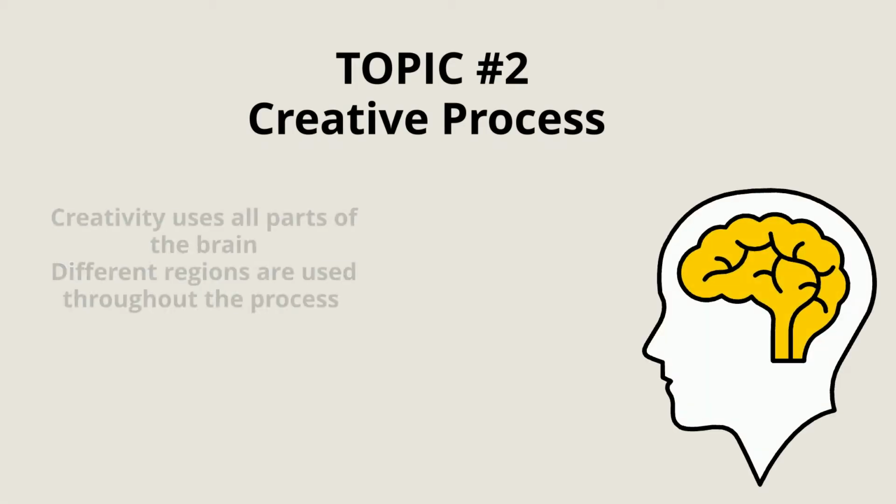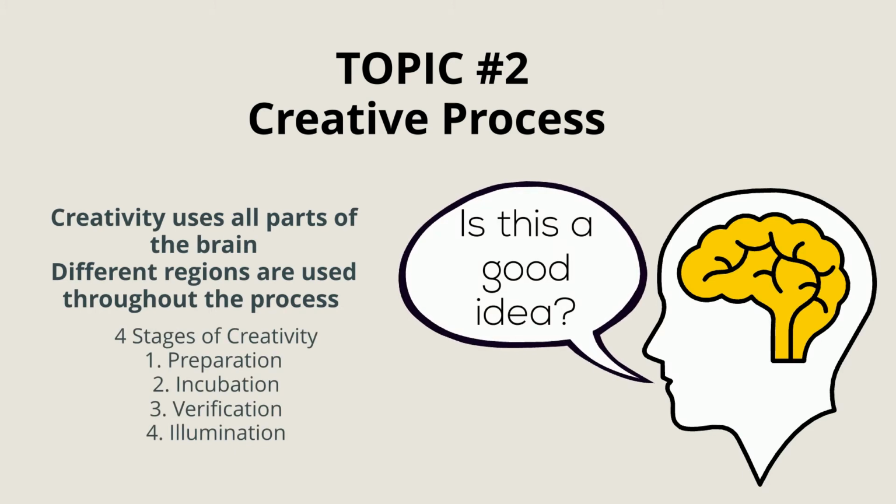The next topic is the creative process. The creative process is the process of the brain that creates the idea. Creativity uses all parts of the brain to create the idea, and different regions of the brain are used throughout the process. There are 4 stages when it comes to the creative process.